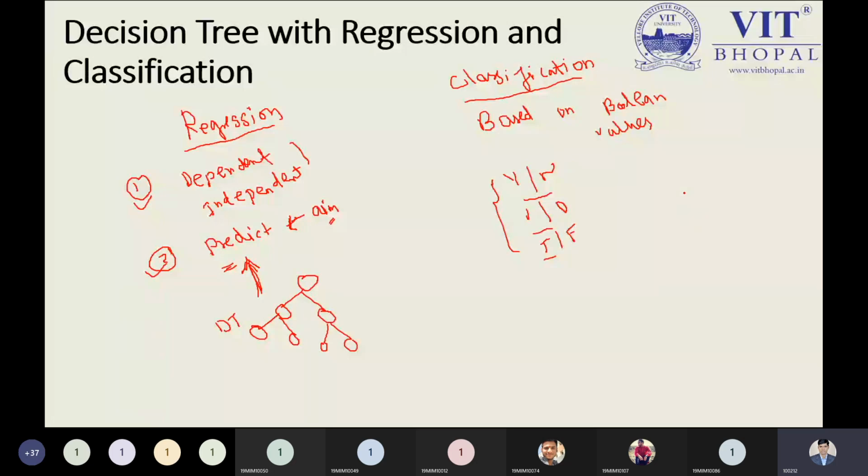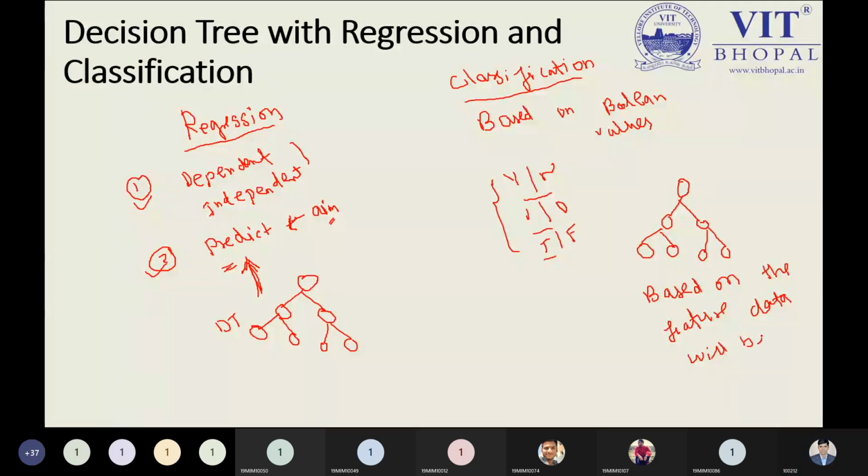But in classification, the tree will classify the data based on the features. And what are the features? That is the point we need to keep in mind. Information will be classified in the decision tree based on the features. Data will be classified based on the feature. That is the point you need to keep in mind while learning the difference between regression and classification under the decision tree.